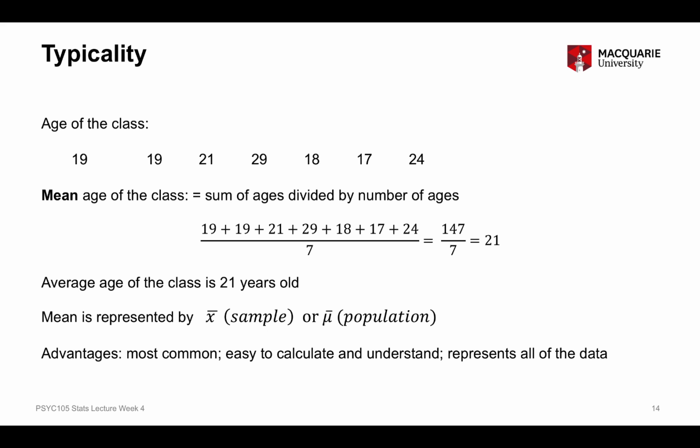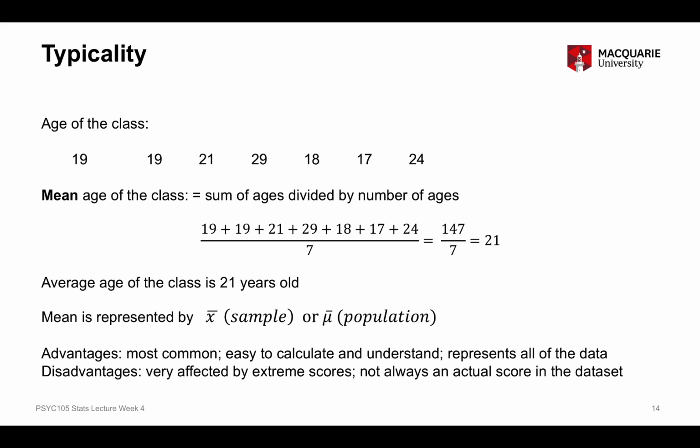While that's a good thing, that can also be a bad thing, which I'll talk about a little bit later, in that it gets very easily affected by extreme scores. So if we had this distribution of scores and then some person who was 75, the mean gets quite affected or skewed by having that particular extreme score. One of the other detriments to the mean is that it's not always a particular score in the data set. What I mean by that is, in this instance, our mean score is 21 and we happen to have an observation of 21. That's not always the case though. Because the mean is a calculation using all of the scores, it's not always an actual score that happens in our data.